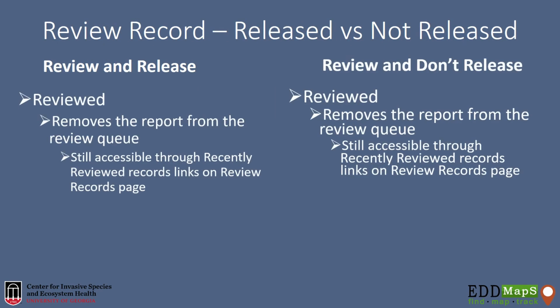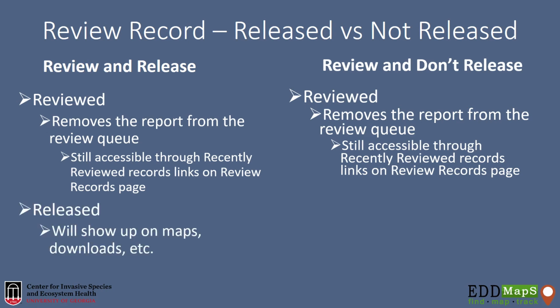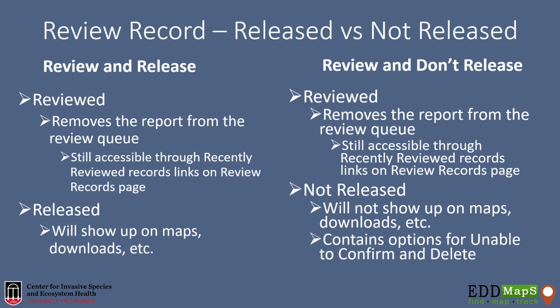Reviewing a record, regardless of the decision, removes it from the Review Records queue. The record is still accessible on the Review Records page through the Recently Reviewed Records links. Released means that the records show up on maps, in downloads, and more. Reviewed and don't release still removes the record from the review queue. Not releasing means the record does not show up on maps and is not available for downloads and other public interaction with the records. It contains options for unable to confirm and delete.